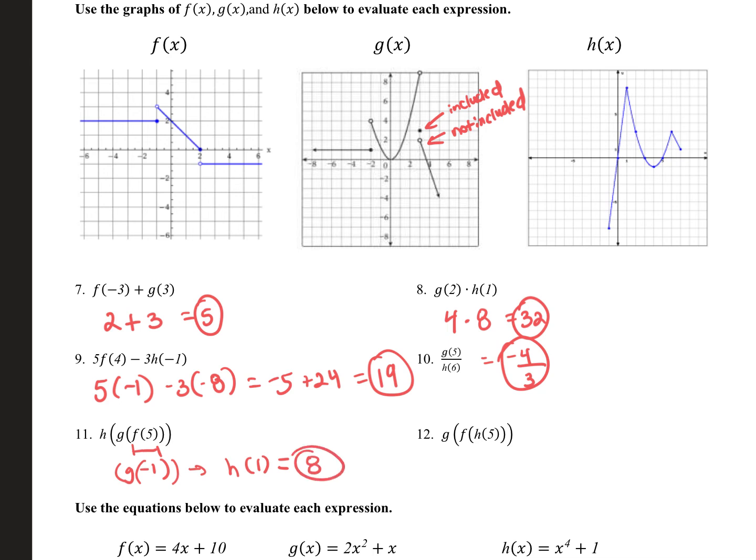Number 12, g of f of h of 5. So start with h of 5. H of 5 is 0. So now I'm going to do f of 0. F of 0 is 2. And then I'm going to do g of 2. G of 2 is 4.